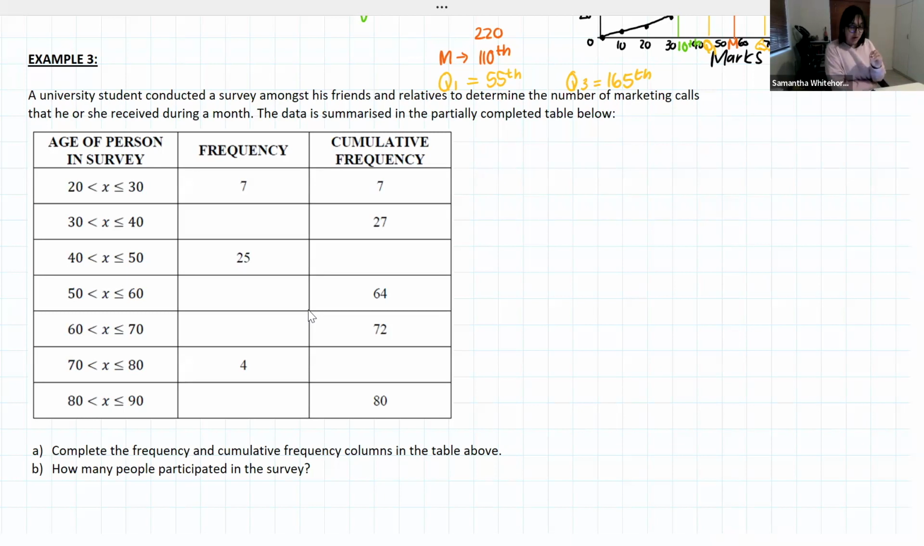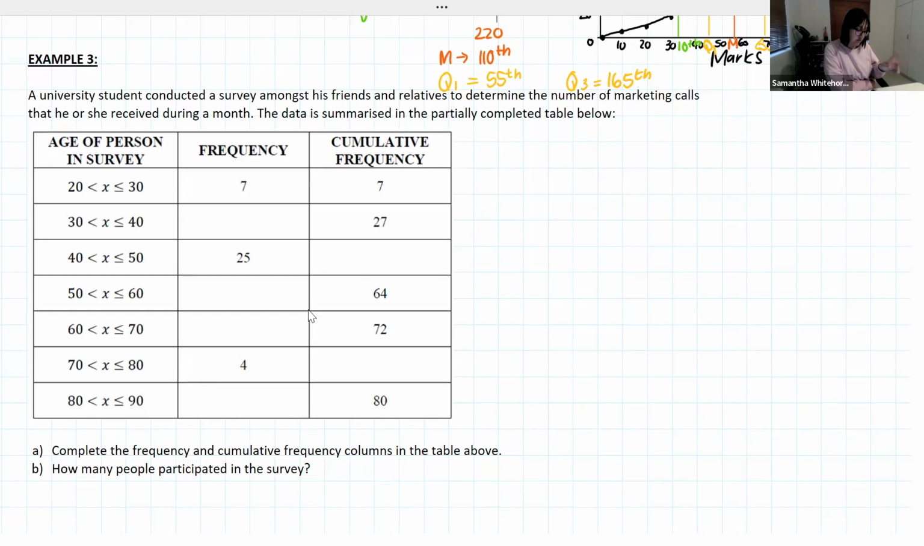So let's just understand what the organization system has been here. The student has organized their people from their survey according to age, so 20 to 30, 30 to 40, etc., and then how many calls they received.